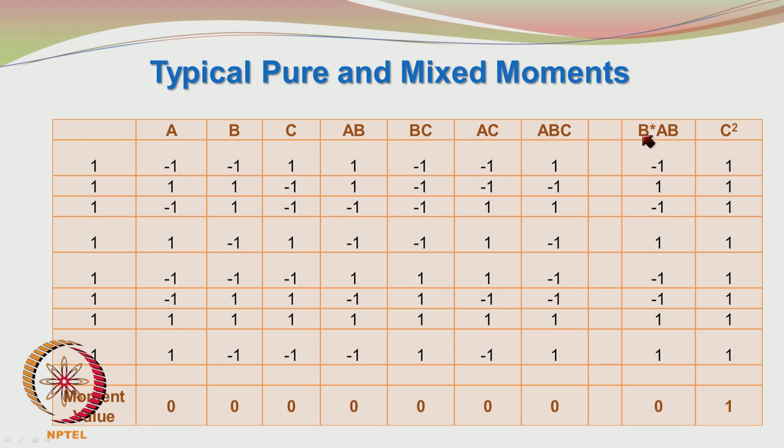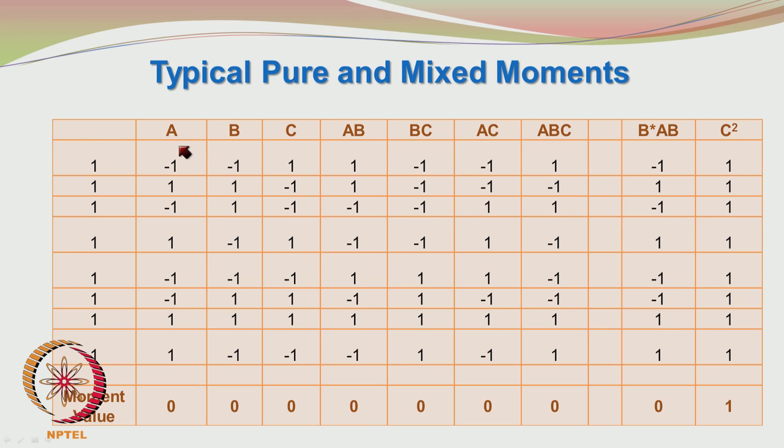For example, the column B A B or B squared A is created by squaring B. So, these values will all become 1 and then multiplying with A. So, when you get B squared A, 1 into minus 1 will be minus 1, and similarly B squared will be 1 and A would be 1, and so you are having plus 1. Similarly, you can find out C squared. And B squared A would be a third order mixed moment, because A is also present here.